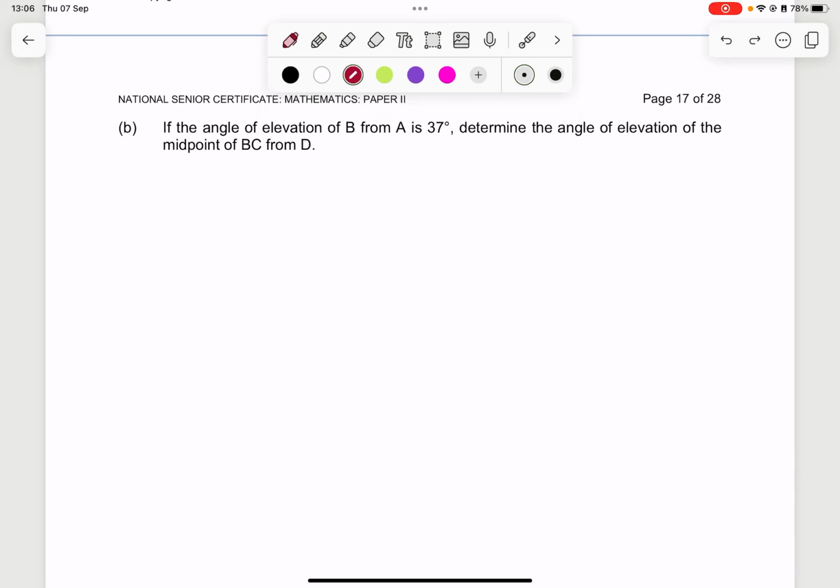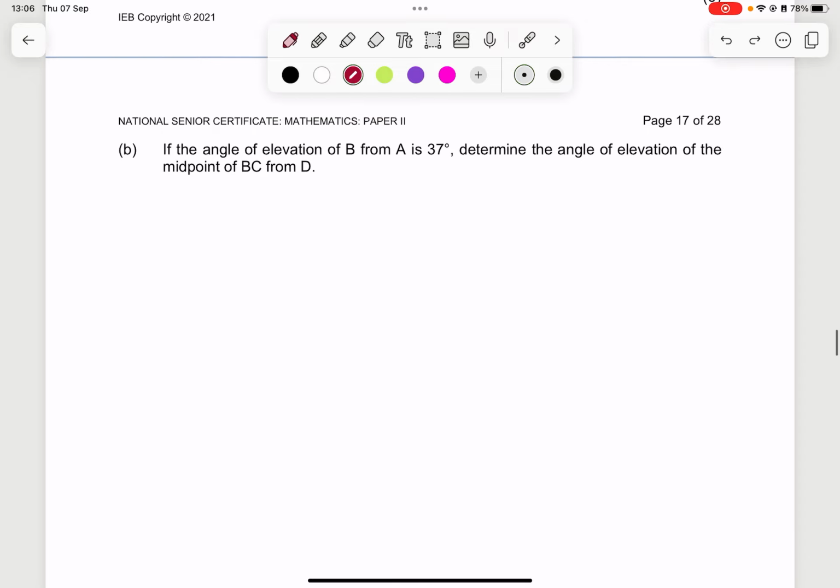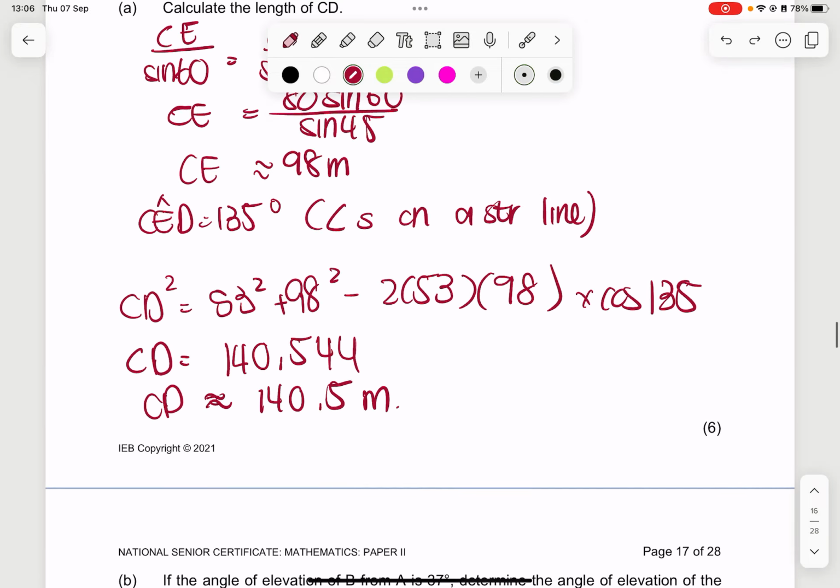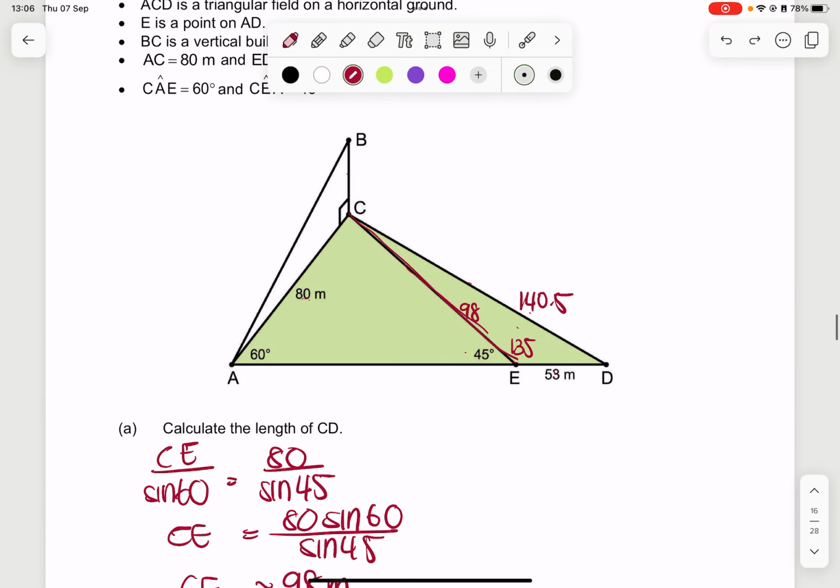B. If the angle of elevation of B from A is 37, determine the angle of elevation of the midpoint of BC from D. So basically what it's saying is this angle is 37 and midpoint, and we're trying to find this angle. This is the angle we're trying to find.